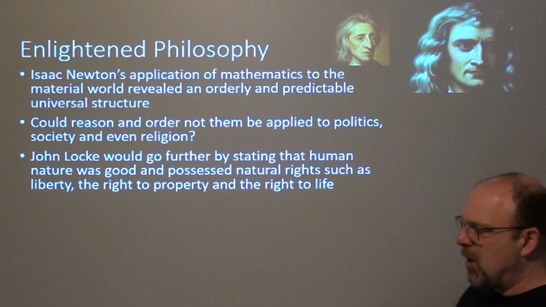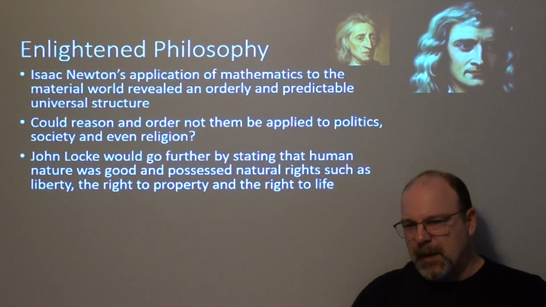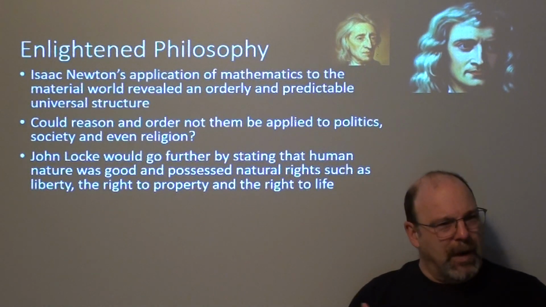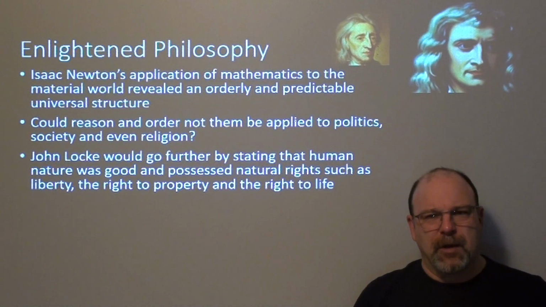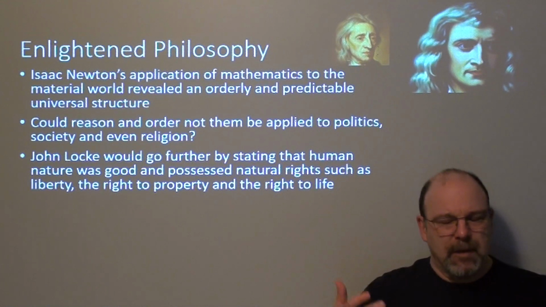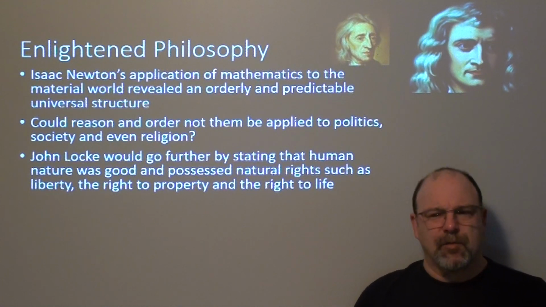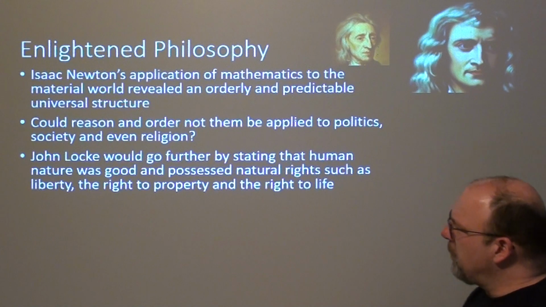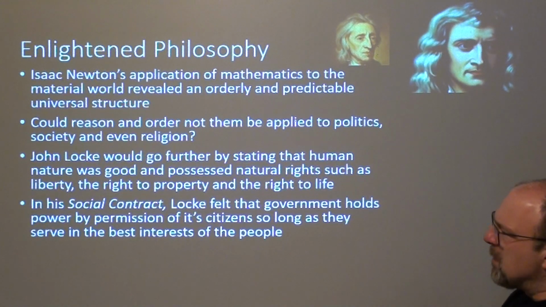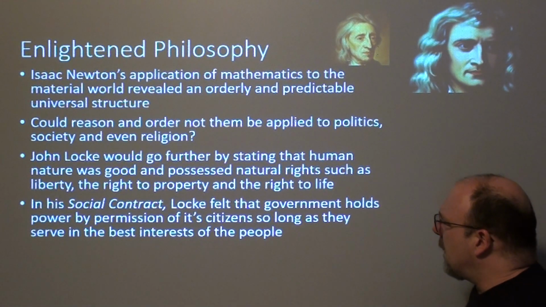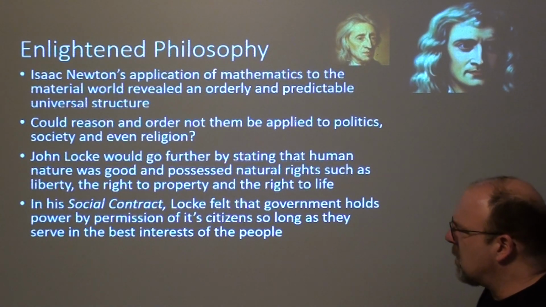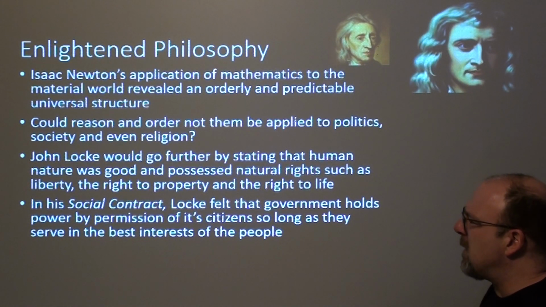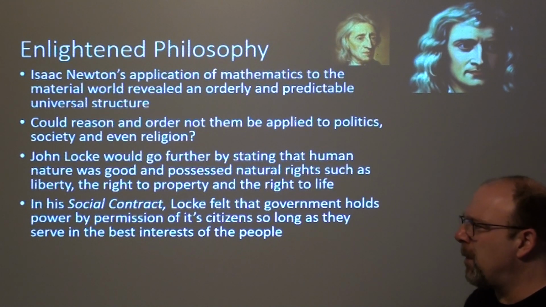So the idea that human nature was good, that humans should be protected by certain rights, and protected from tyranny. Certainly that would have been the bedrock of the Declaration of Independence in the United States, having won a 7-year struggle against the British. In his social contract, Locke felt that government holds power by permission of its citizens, so long as they serve in the best interests of the people.